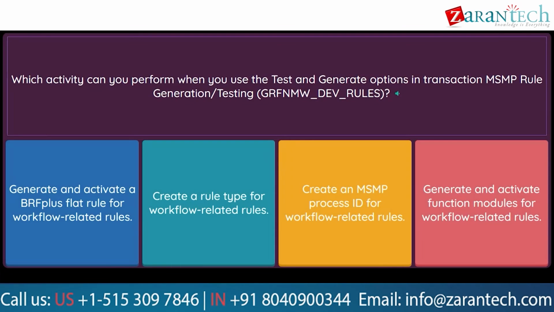Question: which activity can you perform when you use the test and generate options in transaction MSMP rule generation / testing, GRFNMW_DEV_RULES? Option 1: Generate and activate a BRF Plus flat rule for workflow related rules. Option 2: Create a rule type for workflow related rules. Option 3: Create an MSMP process ID for workflow related rules. Option 4: Generate and activate function modules for workflow related rules.